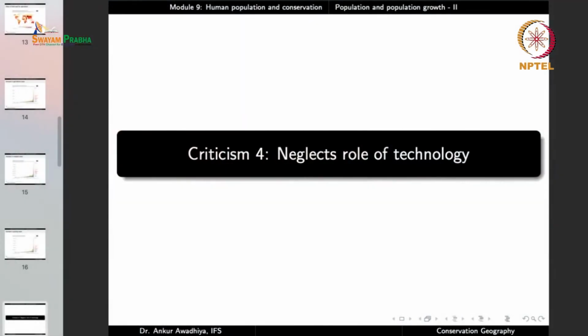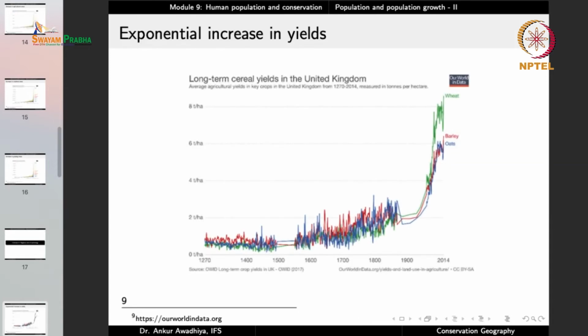Another criticism is that not only can we bring more areas under cultivation, but at the same time we can also develop newer technologies. And technological growth is something that Malthus did not consider in his theory. So the exponential increase in yields is one example of the use of technology. Today we are using more and more amounts of fertilizers, more amounts of pesticides, and these are resulting in a greater yield of several of our crops.